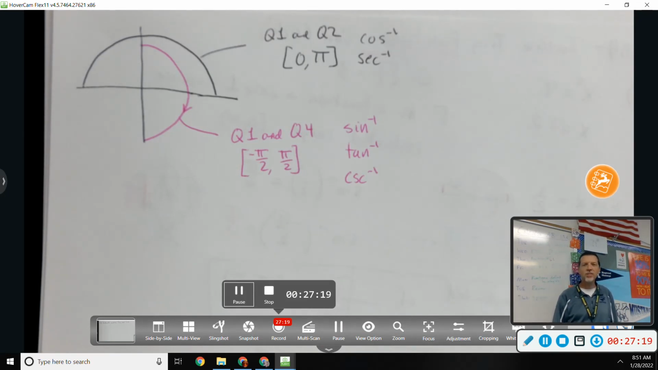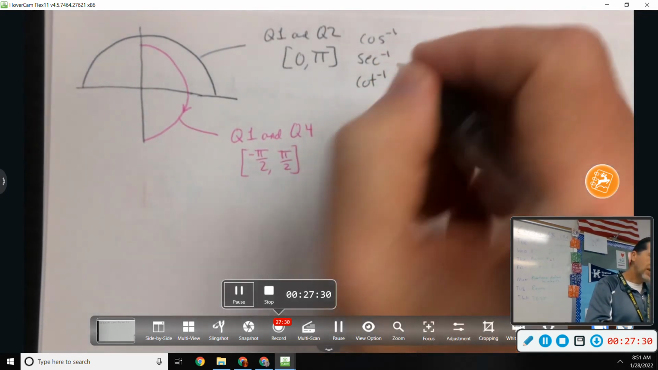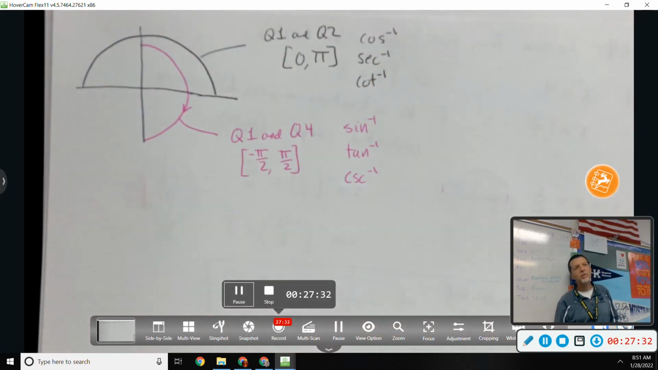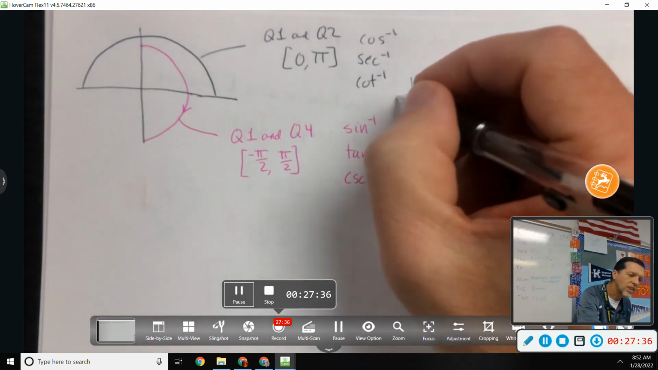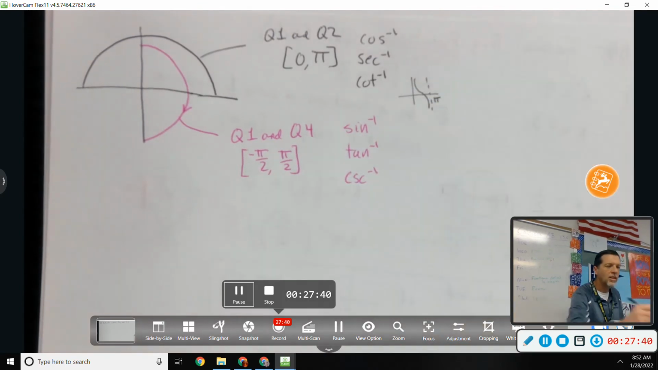Cotangent's a little bit trickier. You know which one cotangent goes with? Just to keep things fair and balanced. Not really. It goes with that one to avoid the asymptotes. If you think about the graph of cotangent, it had asymptotes at 0 and pi. And so if we stick between 0 and pi, we can avoid those asymptotes.